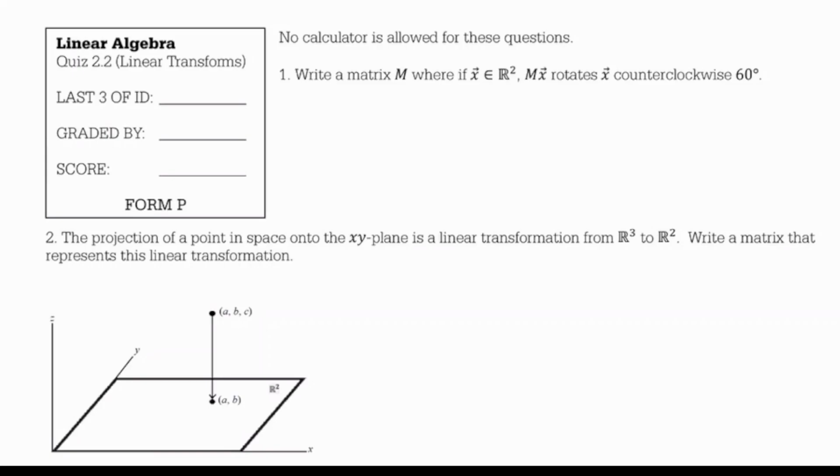Alright, welcome. In this video, I'm going to be working through Linear Algebra Quiz 2.2, which was about linear transforms. This was one we did in groups in class, and I had said I would record solutions to it, so I'm going to do that now.